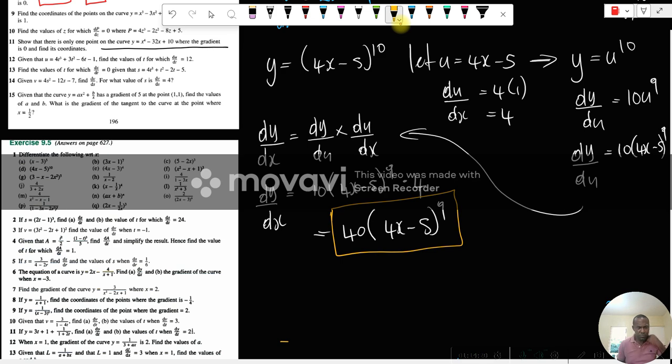All right, good. So go ahead and do E. E says, let y equal 4x minus 3 to the power of 4. Now, after you finish E, I will actually show you a shorter way of doing the chain rule, but of course, it's essentially the same thing.